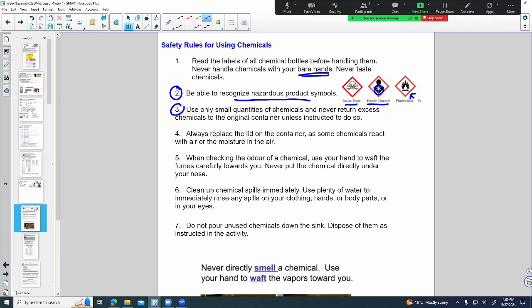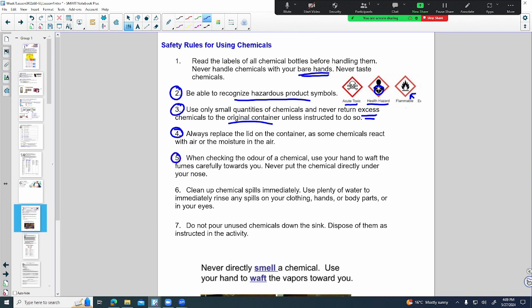When using chemicals, use only small quantities. Never return excess. So for example, if there are leftovers, that's what excess means. Do not return it to the original container unless it says to return it to the original container. Always replace the lid on the container, as some chemicals react with air or the moisture in the air.